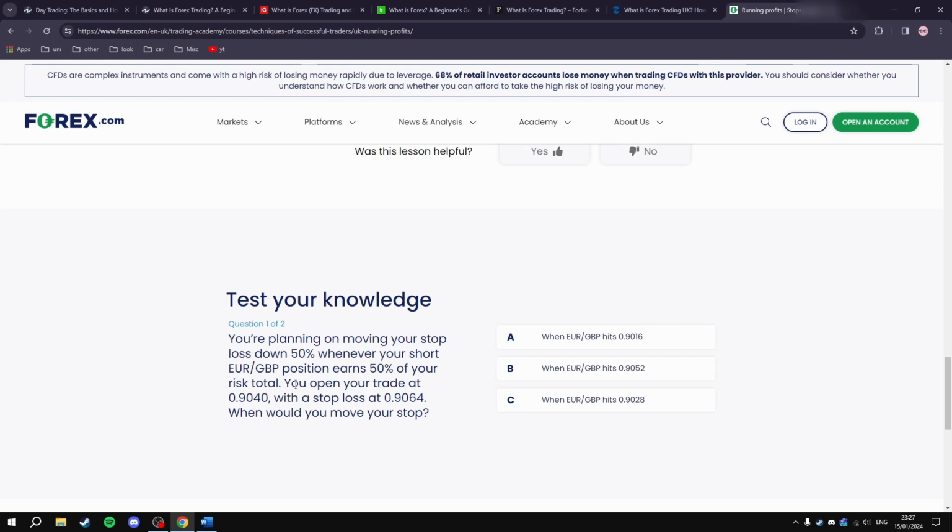Not 44. You're planning on moving your stop loss down 50% whenever your short earns 50% of your risk total. You open your trade at that with a stop loss at that. When would you move your stop?